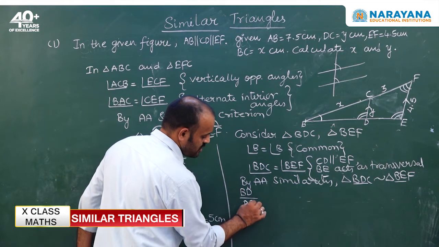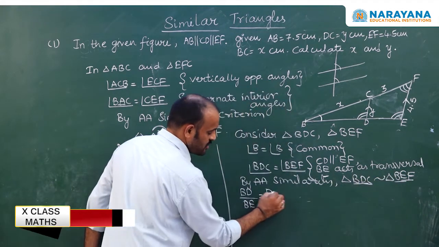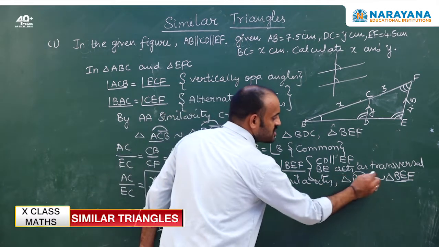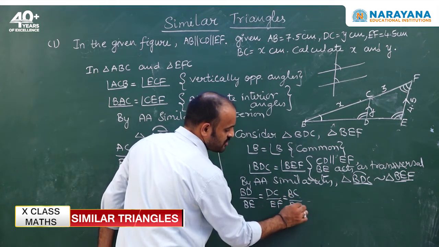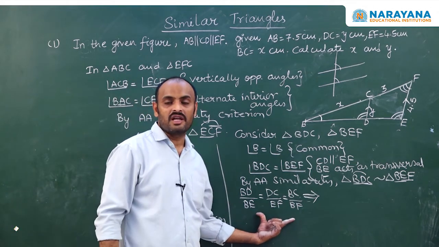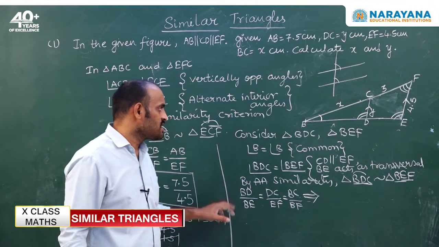BD by BE, DC by EF. DC by EF is equal to BC by BF. Reason? CPST, corresponding parts of similar triangles.